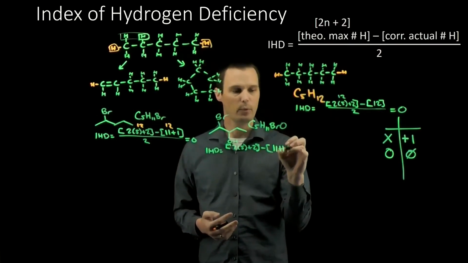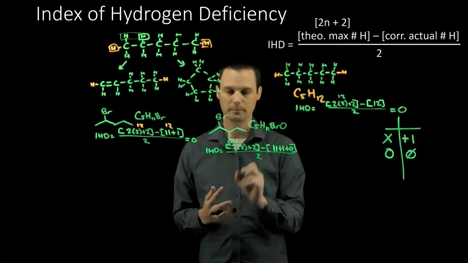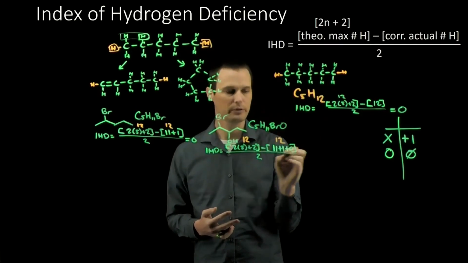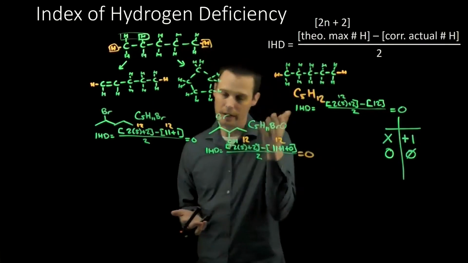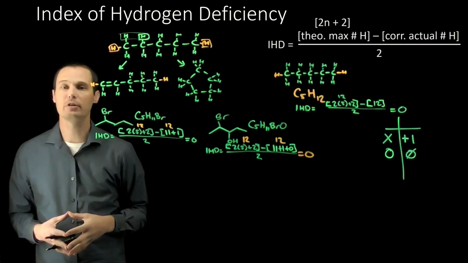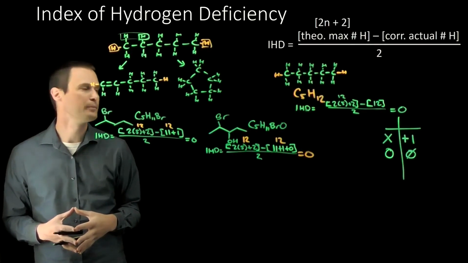So we had 11, we add 1 for the bromine, and we don't do any correction for the oxygen, and we divide by 2. 2 times 5 plus 2 is 12. 11 plus 1 plus 0 is 12. 12 minus 12 is 0 over 2 equals 0. Again, which I knew anyway. I know what the structure looks like. I can count the number of pi bonds and rings and see that the index of hydrogen deficiency needs to be 0 for this molecule.